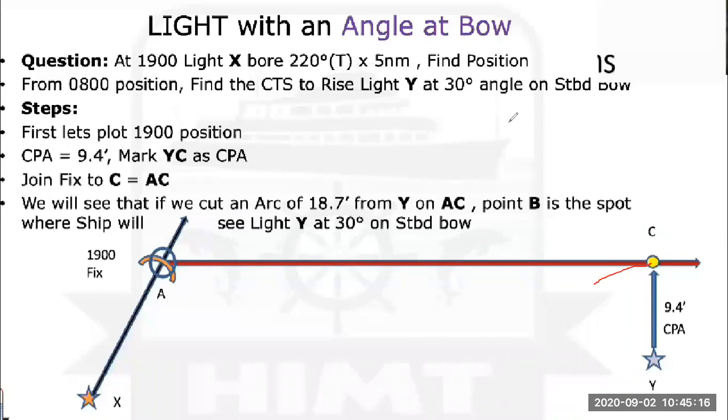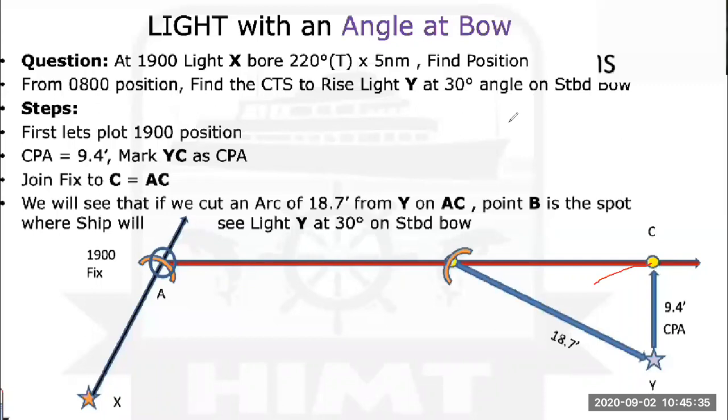Now, how do we prove what we have done in the previous slide? We did a small triangle. Now see what I will do. From the lighthouse Y, I will take 18.5, 18.7 miles and cut an arc on this AC. You will get a point. Now you look at it.